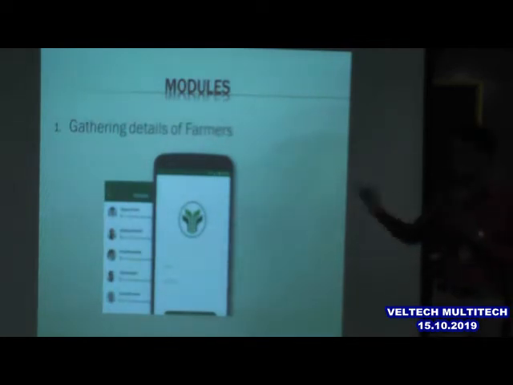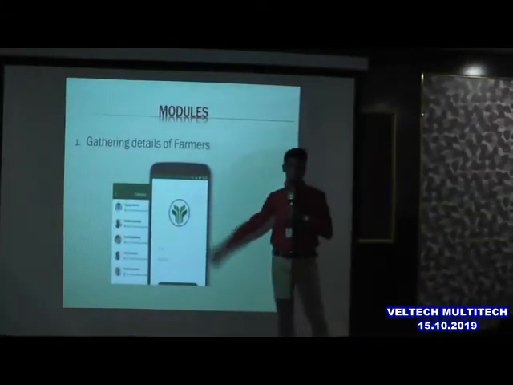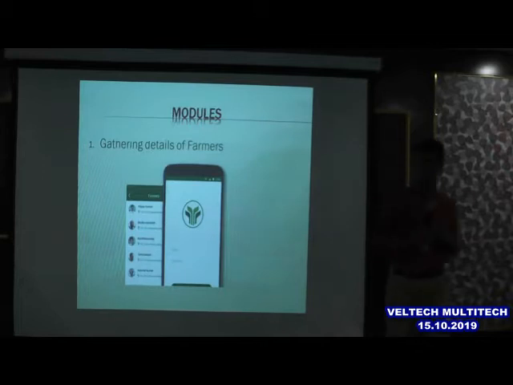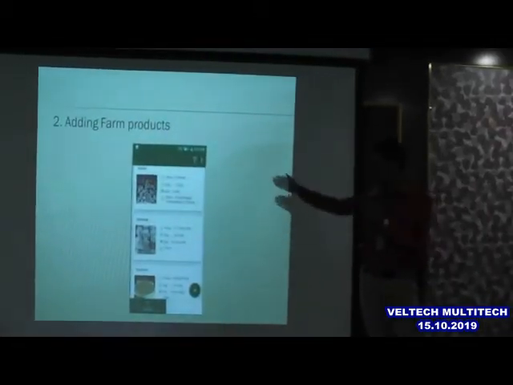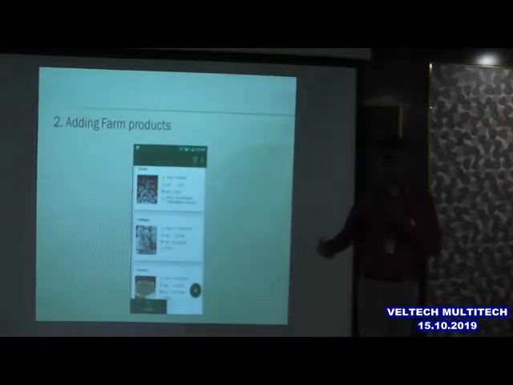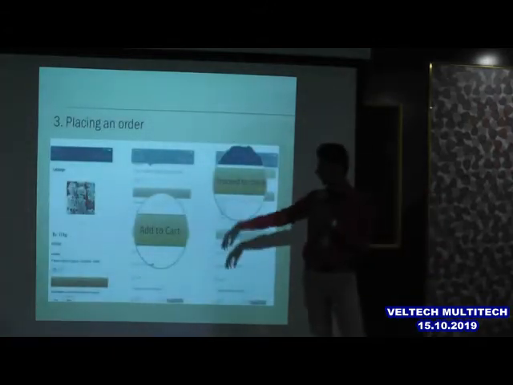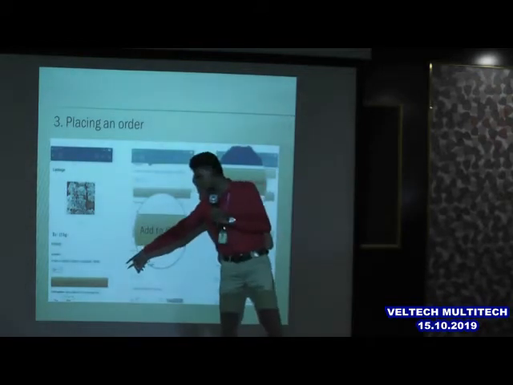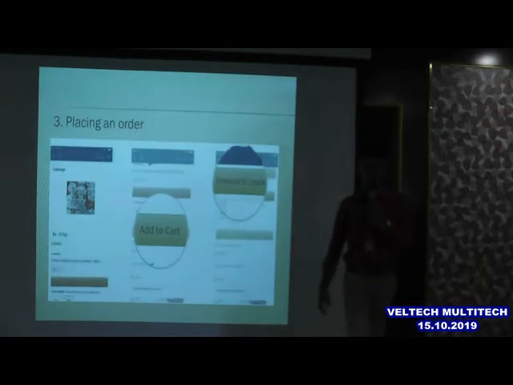This is the module of our project. First, we will gather the information of the farmers and upload it in our app. Then we will add the product details of the yielded products by the farmers. The customer can place their order by clicking on this icon. By this button, we can proceed to payment details.